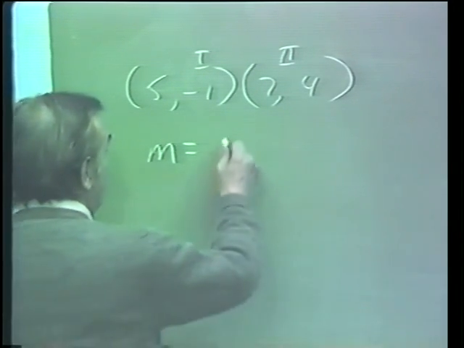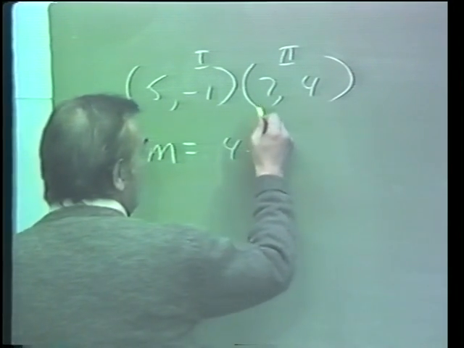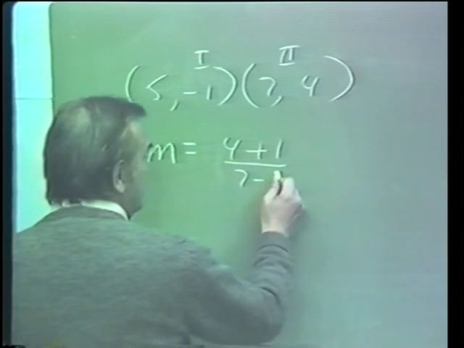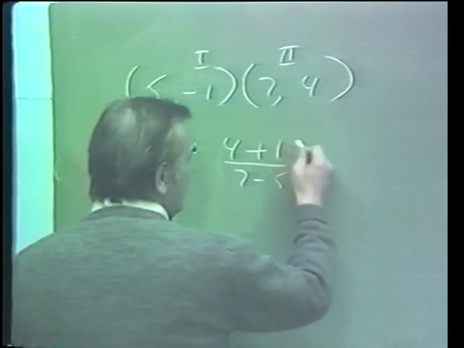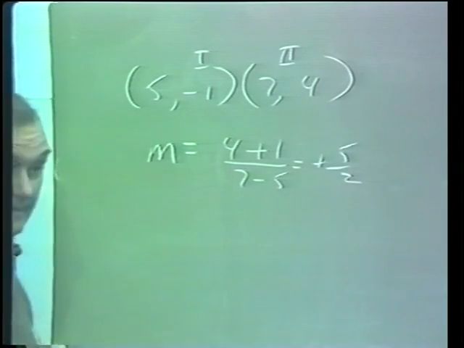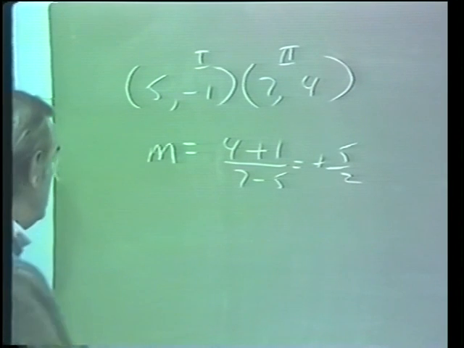We come out with 4 minus a negative 1. Well, that makes it 4 plus 1, over 7 minus 5, and we come out with positive 5 halves. Okay? Let's try this one.